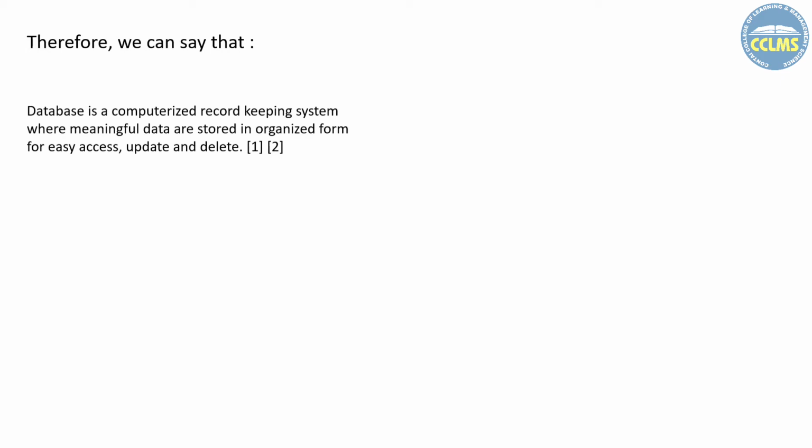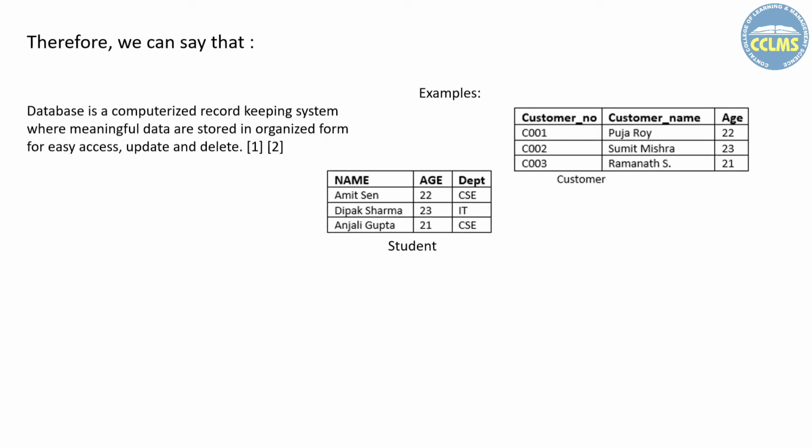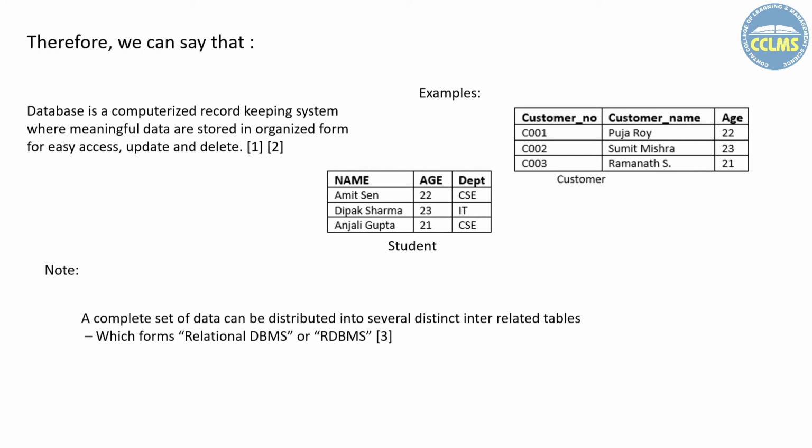Therefore, we can say that database is a computerized record keeping system where meaningful data are stored in organized form for easy access, update, and delete. Here are some examples of databases. The first database shows the database of a customer where customer number is a unique identifier. We will talk about these topics later. There is also customer name, and age of the customer, followed by another table named student. There are three entries in the student table named Amit Sen, Deepak Sharma, and Anjali Gupta. Now, if I ask you simple questions like how many students are from IT department, you can simply look at the table and answer that there is only one student named Deepak Sharma who is from IT department.